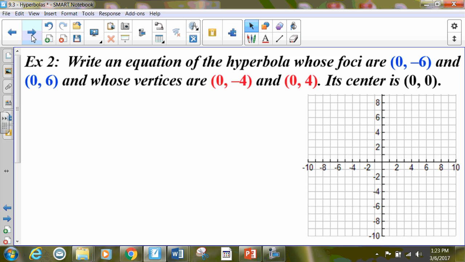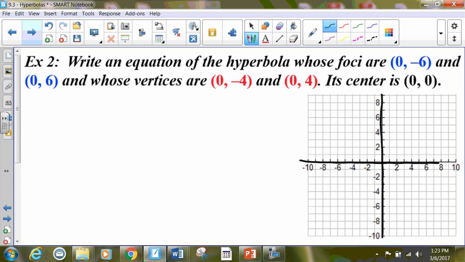All right. Write an equation of the hyperbola whose foci are 0, negative 6, and 0, 6, and whose vertices are 0, negative 4, and 0, 4. Its center is at 0, 0. So do you have a graph on this one? No. Okay, so this is what I would do. I know I've got a fancy graph. Just do a straight up and down graph like this on your sheet, because when I'm given information and asked to write an equation, it makes it easier if I can just draw something.